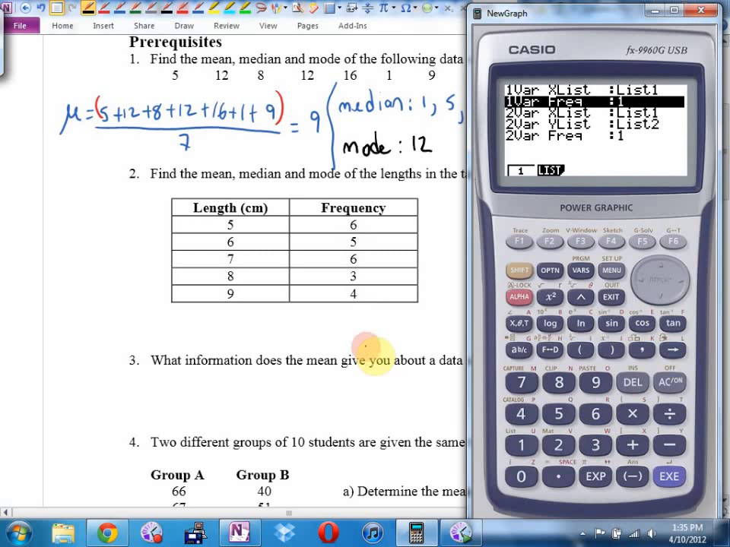What list did we type the frequency list in? So I'm going to go F2 list, select list number 2, enter. You might still have list 1 and list 2 depending on who used your calculator last. I don't know.